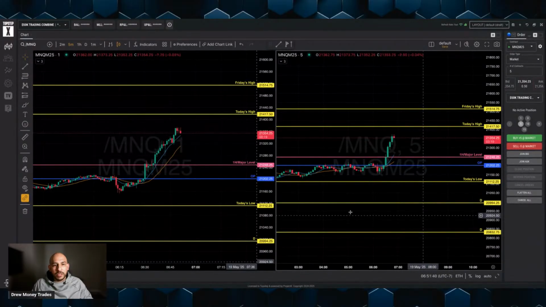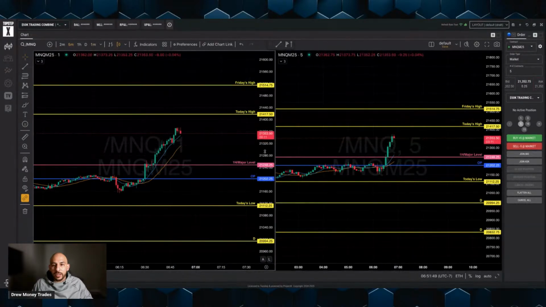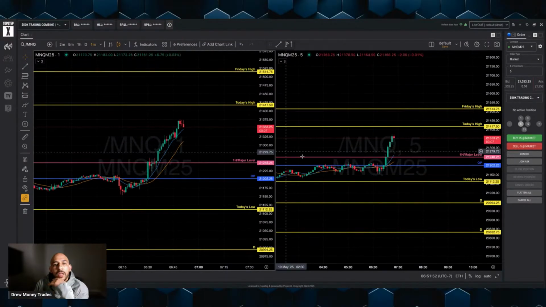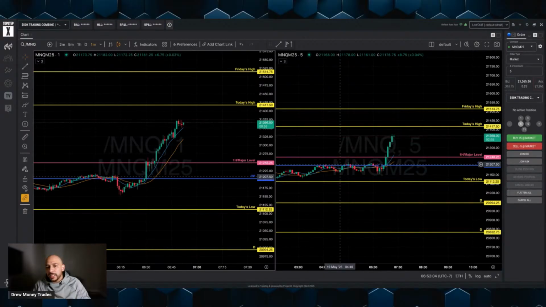So in a sense, I would like a short right here with a stop above the high, but it's not at my level, and that's what I want. Microsoft is coming down, Nvidia is coming down, Amazon's coming down, and Apple somehow is going up now. So Apple's the only one that's not in correlation with the other three.